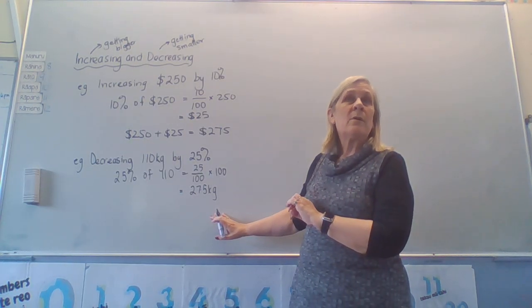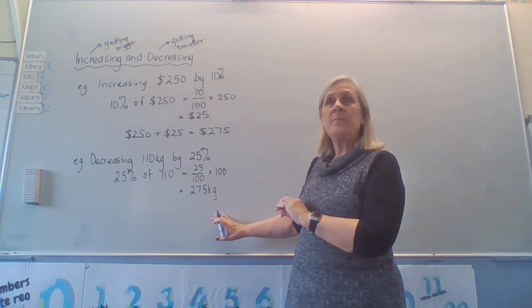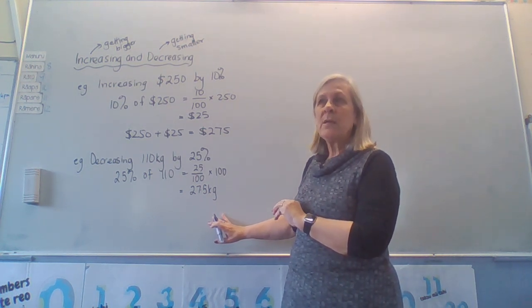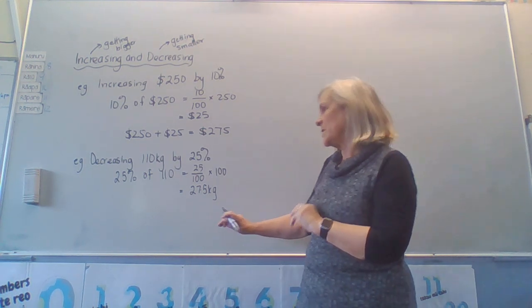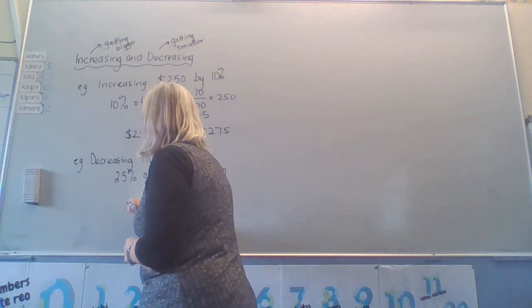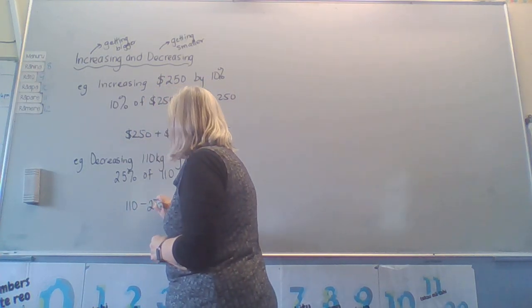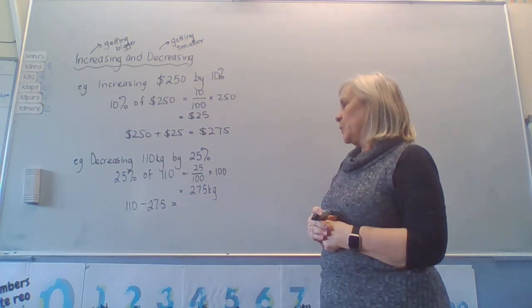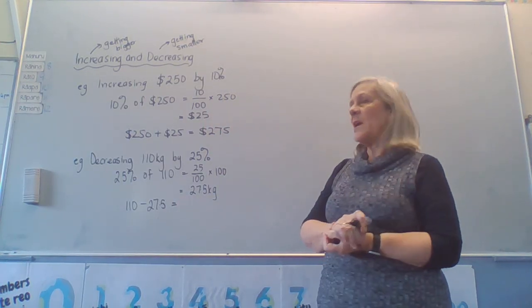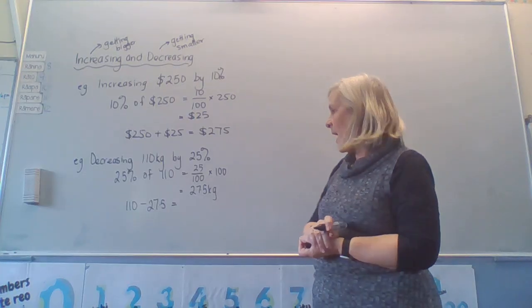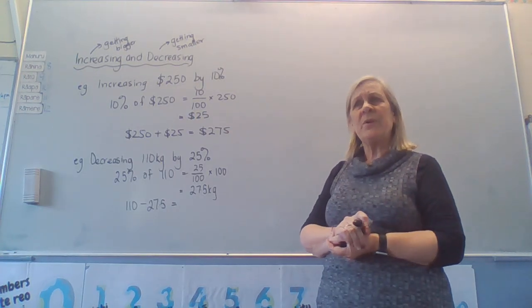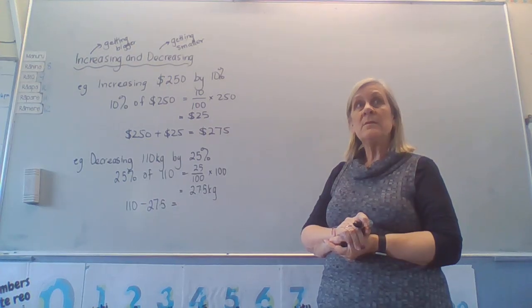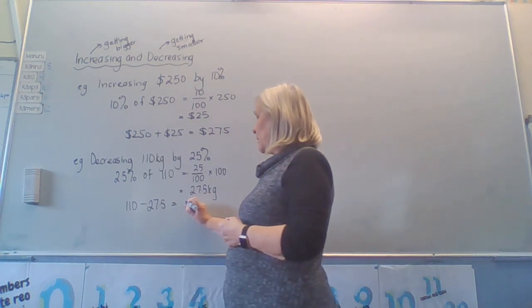That would go down, but not correctly. Ollie? Minus. Subtract. Okay. So I take my original amount, 110, and I take off 27.5, which is a little bit of a trick. So 27 off would give me 83, and a half off would give me 82.5. Do we agree? Yes?